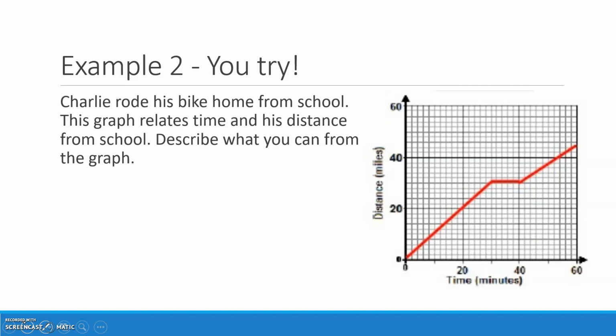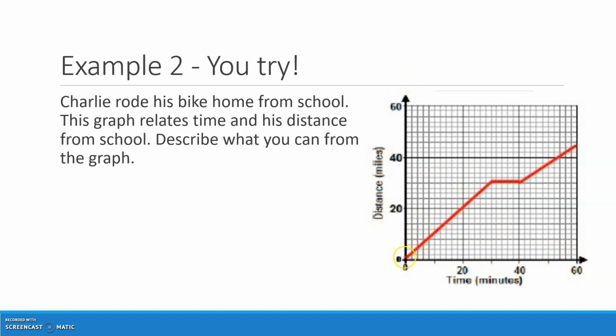All right. So let's just talk through this one. I'm not going to write anything on this one. It says Charlie rode his bike home from school. This graph relates time and his distance from school. Describe what you can from the graph. So this one has some times on it. It's got 0 to 60 and 0 to 60.